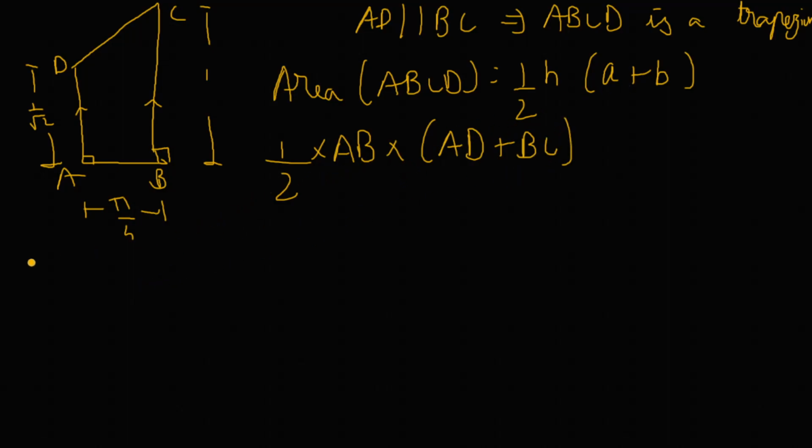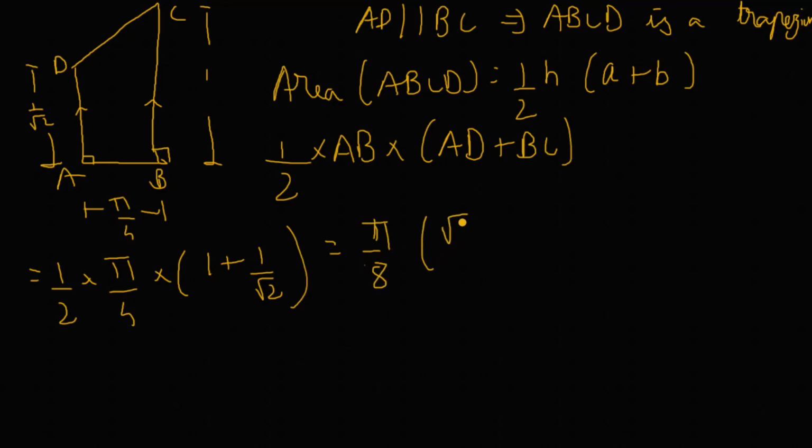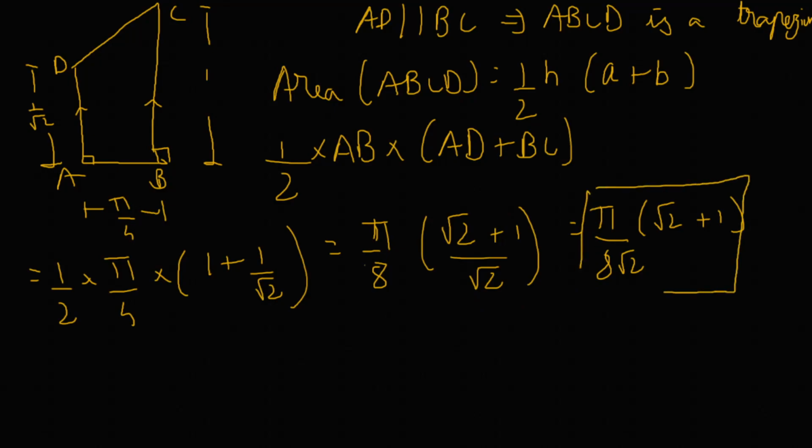So we get 1 by 2, AB is pi by 4 times AD plus BC, which is 1 plus 1 by root 2. Alright, let us just simplify this. So pi by 8 times root 2 plus 1 by root 2. I just took an LCM and added up the fractions. So we get pi by 8 root 2 into root 2 plus 1. Okay, this is the area of the trapezium.